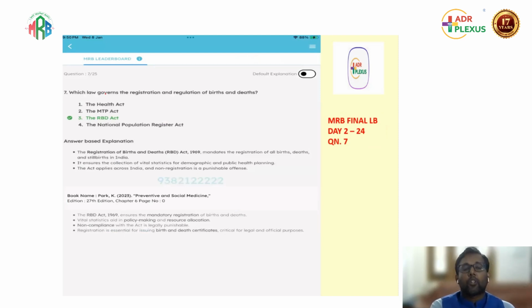So this question, you can also see it in our MRB leaderboard, MRB final leaderboard, day 2, question number 7. So this was also discussing the registration of births and deaths.